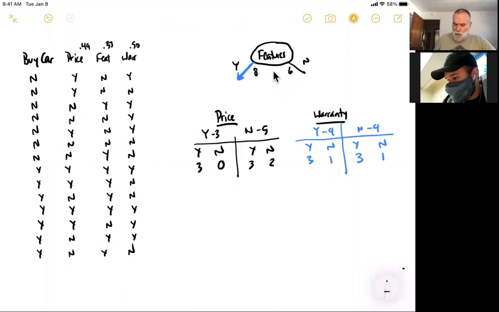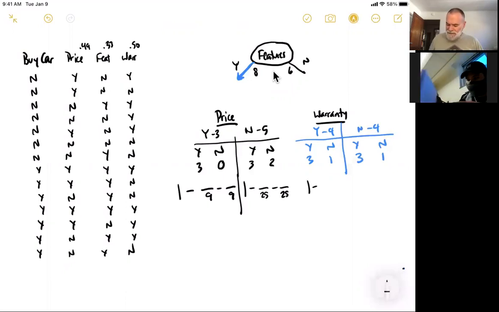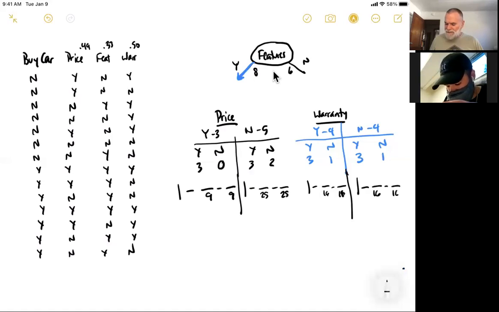This is going to be 1 minus something over 9 minus something over 9. I'll do it the simple way always because that's easier for me. This one will be 1 minus something over 16 minus something over 16. And this will be 1 minus something over 16 minus something over 16. So there's the framework of the calculations. And now let's just plug these in.